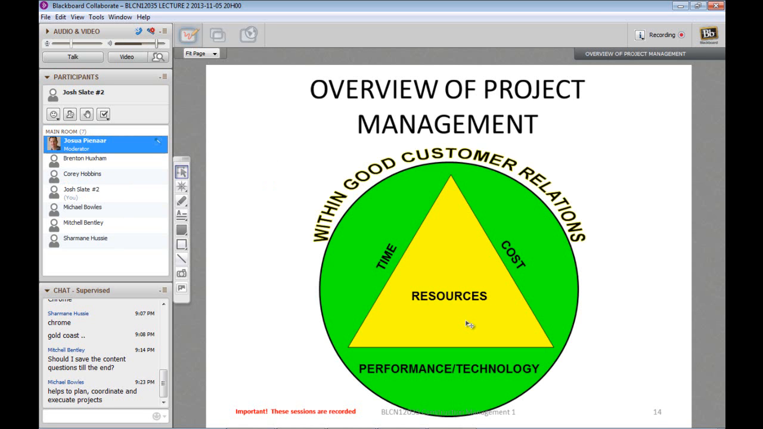So if we look at the overview for project management, we're not going to spend a lot of time on these basics. You guys have the textbooks, you've got the resource material, but the main thing is always going to be this little triangle there where we've got time and cost, and then of course quality, which is normally at the bottom.